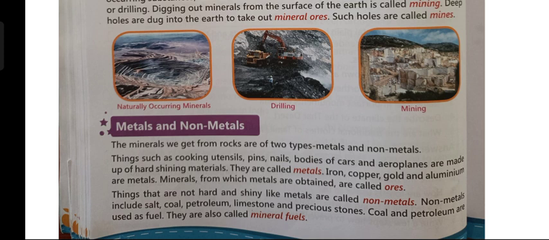So, children, today we will do till here only. Now, please, children, revise the portion that we have done today, and I will see you in the next class where we will read in detail about the metals.